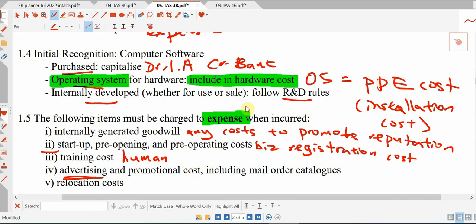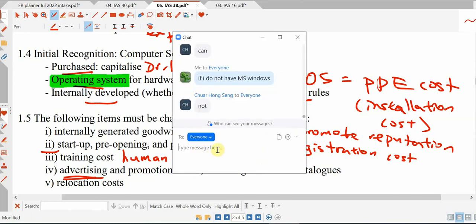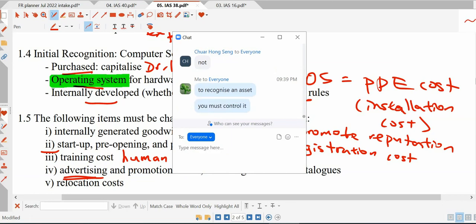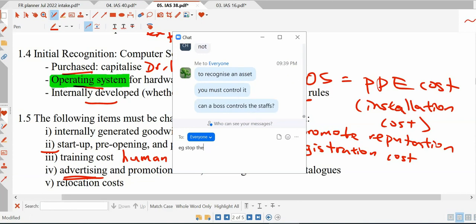Why human cost cannot? Okay, can you look at the chat box? I typed something there. To recognize and accept, you must control it. Am I right? PPE says this, investment property says this, intangible asset also says you must control the asset. If you don't have control, you don't have an asset. So let's come up with an example. Can a boss control the staff, for example, stop them from leaving?